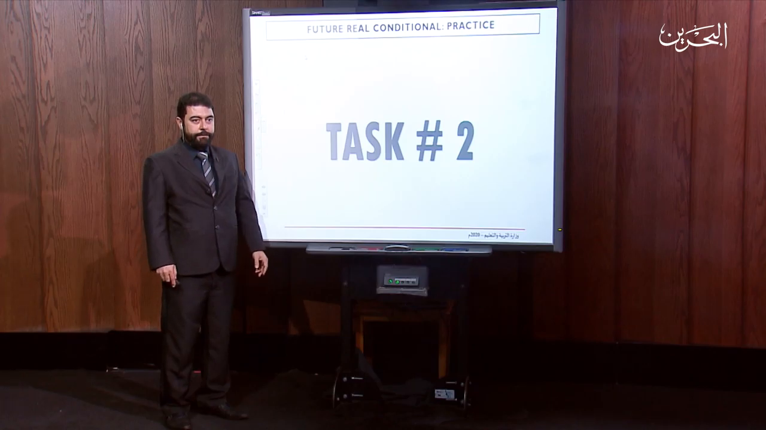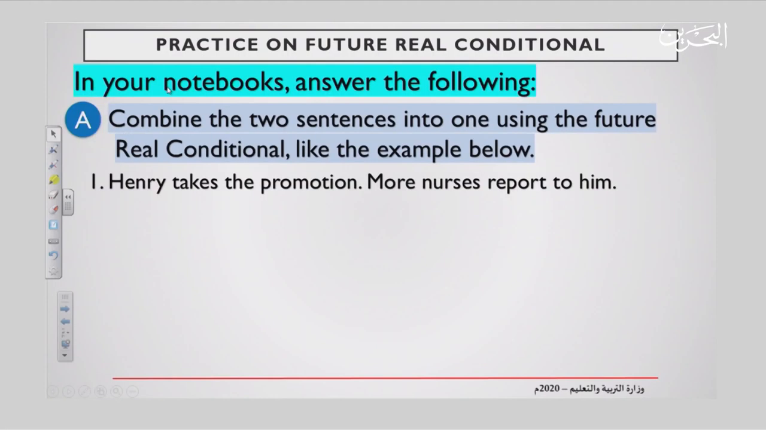You have task two. This is practice on future real conditional. In your notebooks, answer the following. A, combine the two sentences, we have one and we have two, into just one, using the future real conditional, like the example below. And we have an example. Henry takes the promotion, full stop. More nurses report to him. Our task is to combine them.